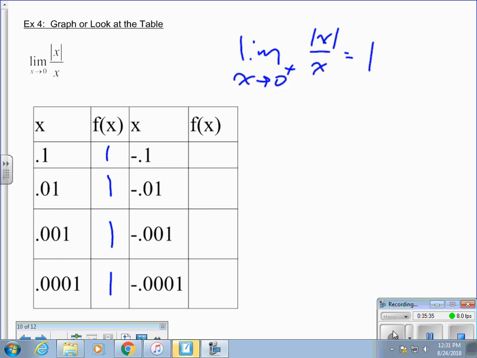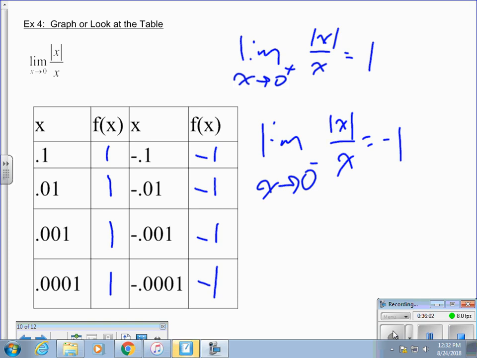If I go to the right-hand side of the table, I can find my left-hand limit. I put negative 0.1 in there. What do I get? Negative 1, negative 1, negative 1, and let's end the suspense, it's negative 1. So the limit as x approaches 0 from the left of the absolute value of x over x equals negative 1. So does the limit as x approaches 0 of the absolute value of x over x exist? It does not exist, because those two are not equal.